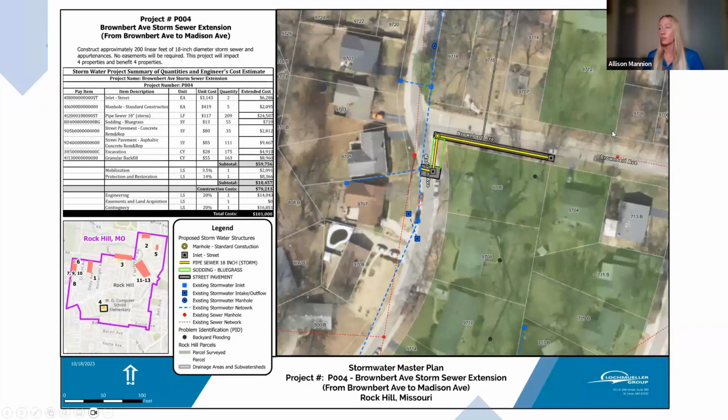The next project, Brownburt Avenue Storm Sewer Extension. With this, they have water coming down from the areas just north of Brownburt and flowing through these backyards. Just off the page, you can't see it, Rock Hill Creek is back there, and it is a concrete channel at that point. Water is flowing through these backyards, and our recommendation is to collect the flow coming down and divert it, connecting to the storm sewer. It will still eventually go into the creek where the storm sewer connects, but it's less disruptive and causes less damage than a channel flowing through these backyards. That would involve 200 linear feet of 18-inch diameter storm sewer, and it would benefit 4 properties at a cost of $101,000.